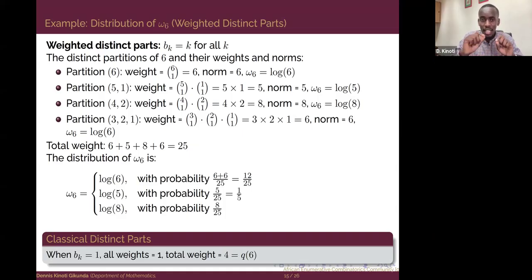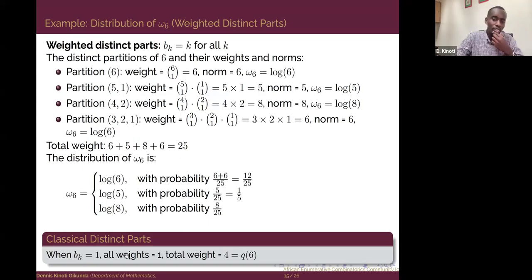Distinct in the sense that the colors are different even though the number is the same. So the total weight is 25. Here you sum this up, 6, 5, 8, and another 6, it's 25. And the probability of getting a log 6 here is now 6. You can get a log 6 from this, and you can get a log 6 from this. So it's 6 plus 6 divided by the total possibilities, which is 25. The possibility of getting log 5: if your omega 6 is log 5, the probability is 5 over the total 25, and so on and so forth.